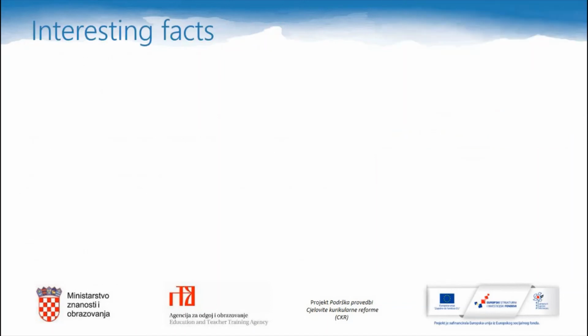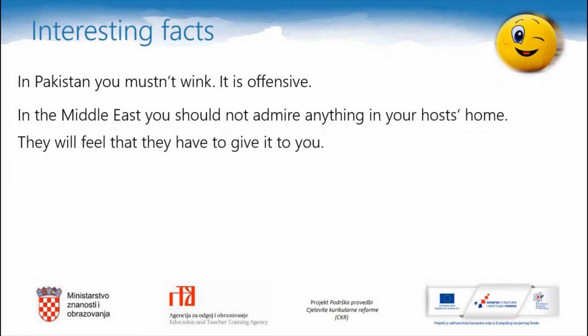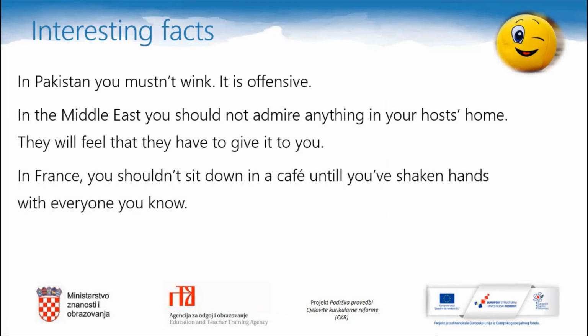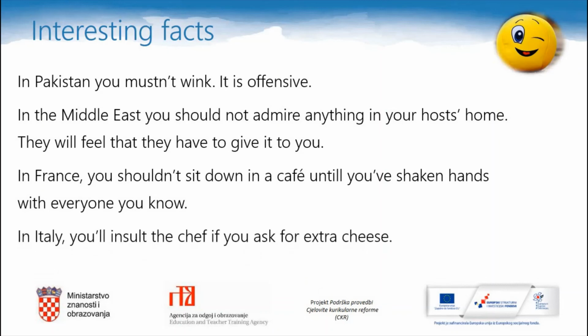There are so many interesting customs all around the world. Let's read some of them. In Pakistan, you mustn't wink. It's offensive. In the Middle East, you should not admire anything in your host's home. They will feel that they have to give it to you. In France, you shouldn't sit down in a cafe until you've shaken hands with everyone you know. In Italy, the chef will be insulted if you ask for extra cheese. He'll think that you find his food tasteless.